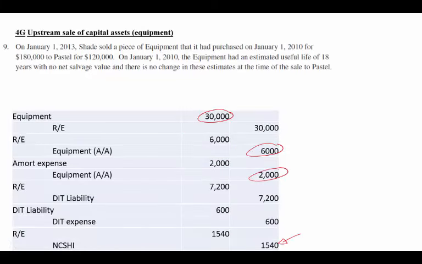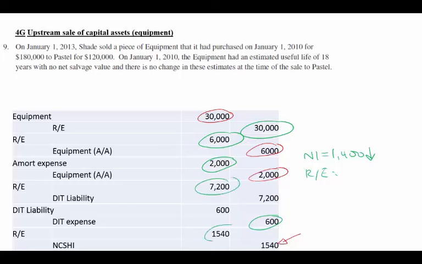For capital assets, let's start by circling all of the amounts that are going to impact our income statement. There's only a couple. So you can see that the impact on net income for the current year is only going to be $1,400, the decrease. And the impact on ending retained earnings will have to include all of our other adjustments here.